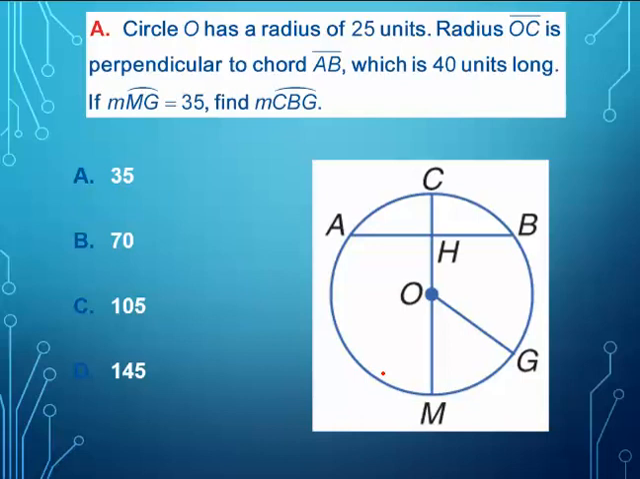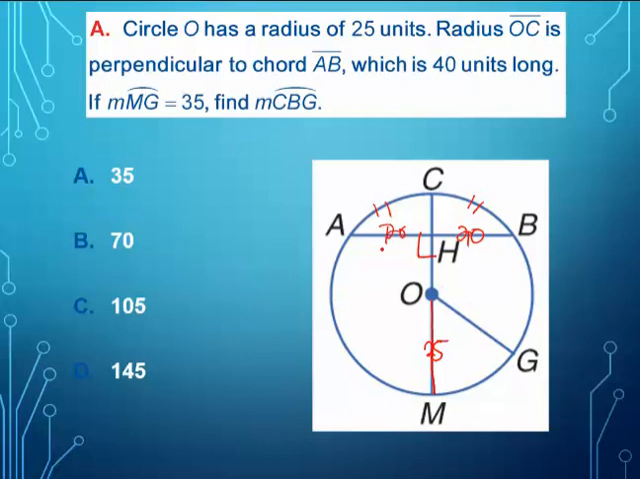Okay, here's another one. Circle O has a radius of 25, so I know that this distance from here to here is 25. Radius OC is perpendicular to chord AB, so I automatically know AH is congruent to HB, arc AC is congruent to arc CB. Write it in. And AB is 40 units long, so I know this is going to be 20 and this is going to be 20.